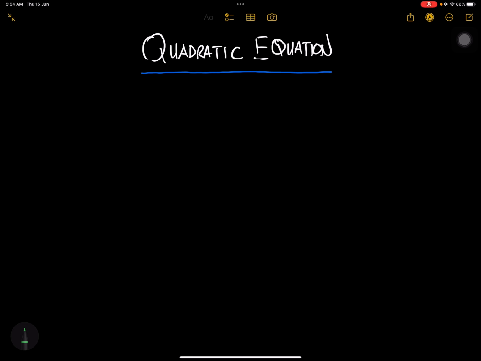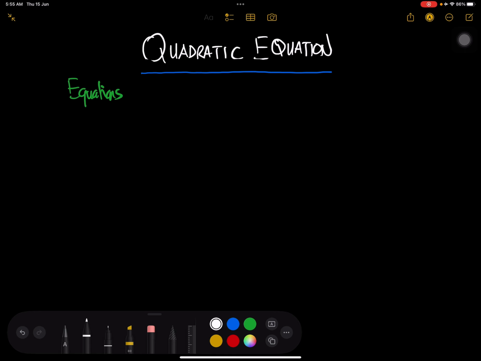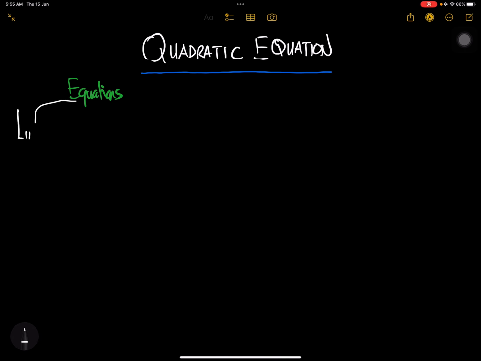All right, but today we're going to look at quadratic equations. Where are we coming from? Remember, we spoke about equations. We said equations are expressions that have an equal to sign in them. If there's an expression without an equal to sign, then it's just an expression. But we're coming from equations, and we said that the first category was linear equations.